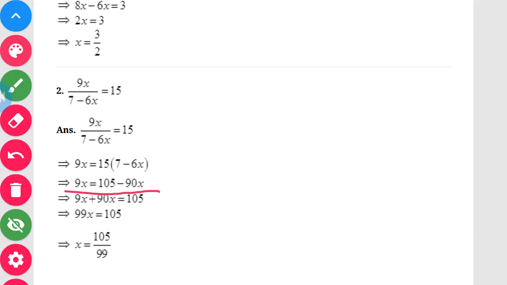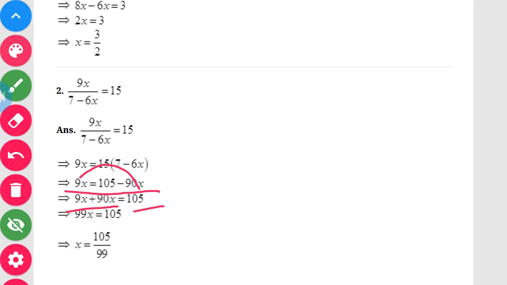And the same thing, what is my next step? Transposing, that is the variable on one side, the x term on one side, and the numbers on one side. The 90x term, I'm going to transpose to this side. If it is minus 90x, it becomes plus 90x. Can you see here? Yes. And similarly, this 105 will remain as it is in the RHS. We are not transposing it.